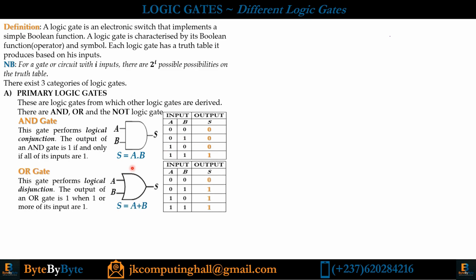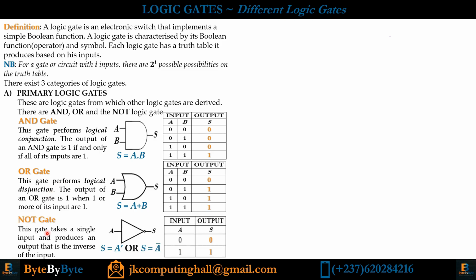The next one, the OR gate. This gate performs logical disjunction. The output of an OR gate is 1 when one or more of its inputs are 1. This is the symbol as you are seeing. This is the expression S is equal to A plus B. So when you're adding the different bits, you have the result. But when you come here, 1 plus 1, since you are dealing with Boolean algebra, and in Boolean algebra, 1 plus 1 is 1.